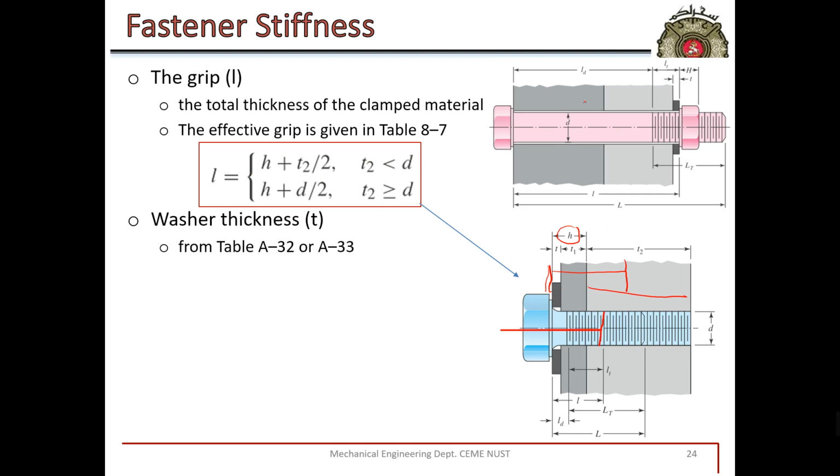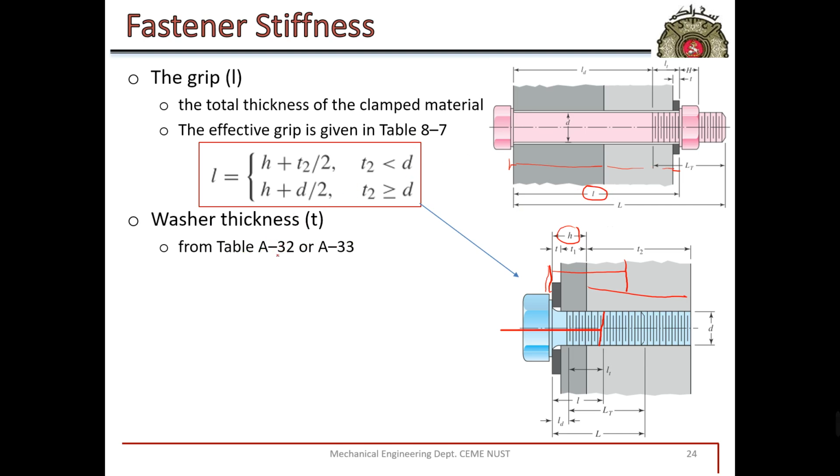For this system, lead is very easy to calculate. Lead is equal to, if you are using any washer here, the thickness of the washer plus the thickness of member 1 plus the thickness of member 2 and plus, if you are using a second washer, all these lengths added together will give you the value of lead. Sorry, not lead, it is grip.